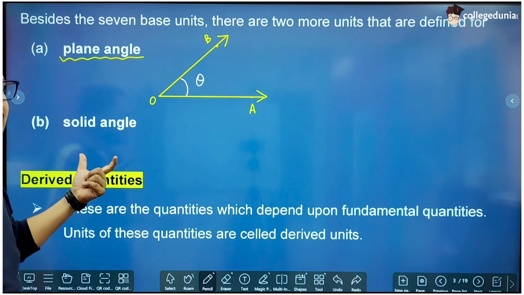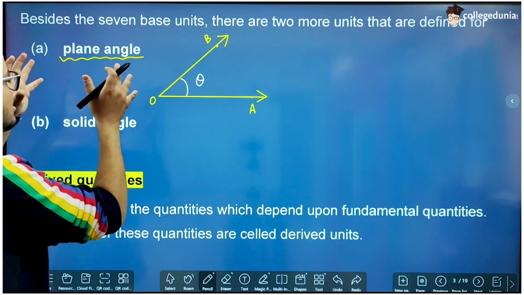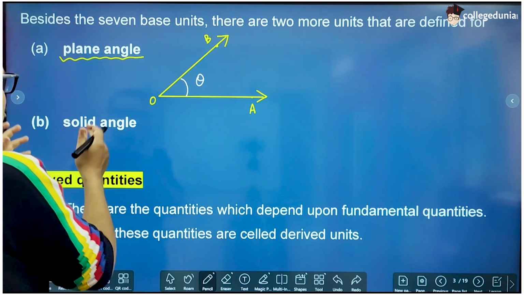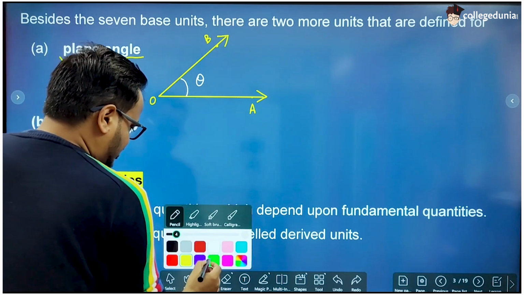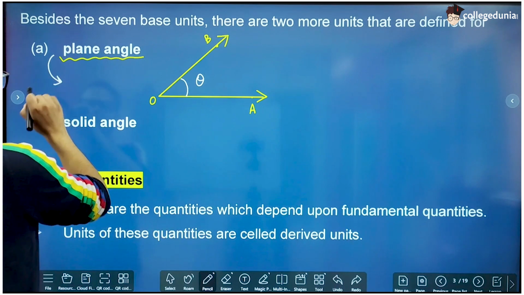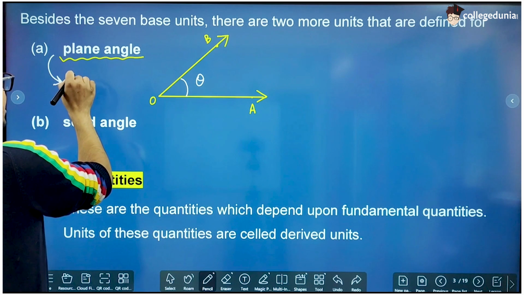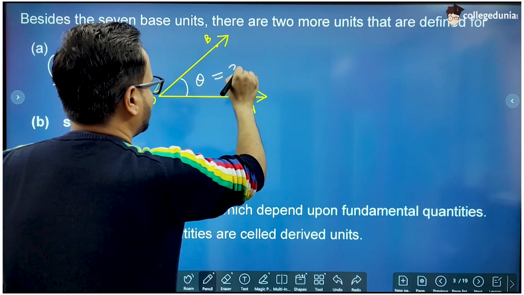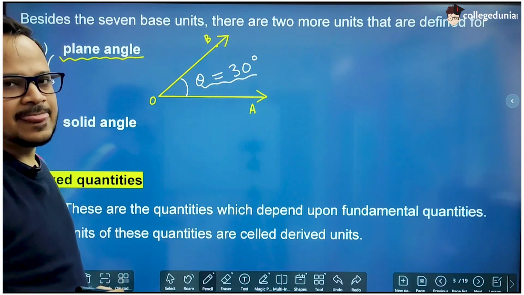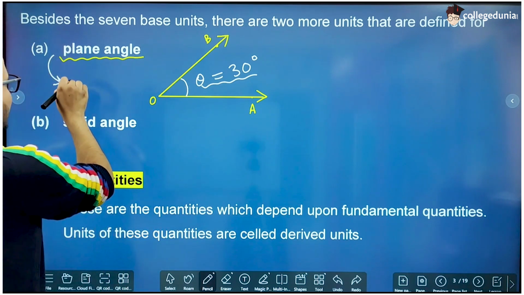Until now you have not studied solid angle in any of the classes in mathematics, so this is a new thing for you. But let's first discuss the plane angle. You know what a plane angle is, but there is something new that you are going to study, and that is the unit of plane angle. The unit in which you have studied this angle before is the degree, right? But degree is not the standard unit of the angle. The standard unit of the angle is the radian.